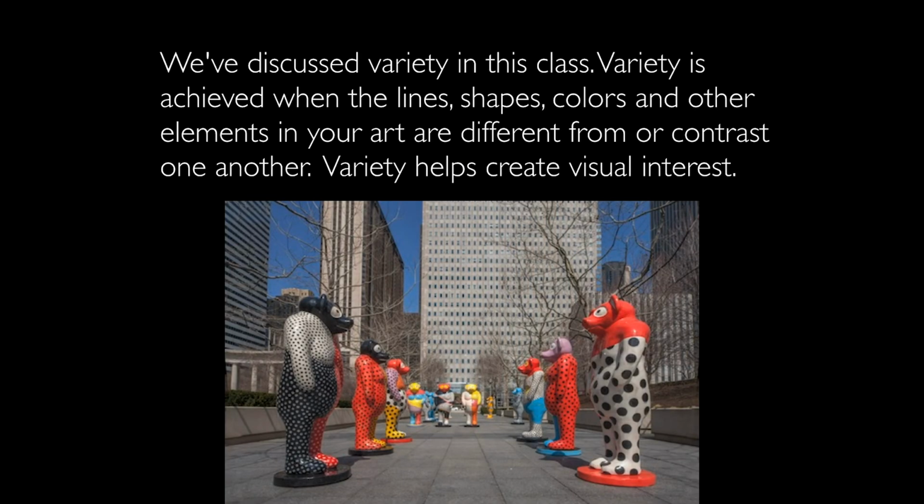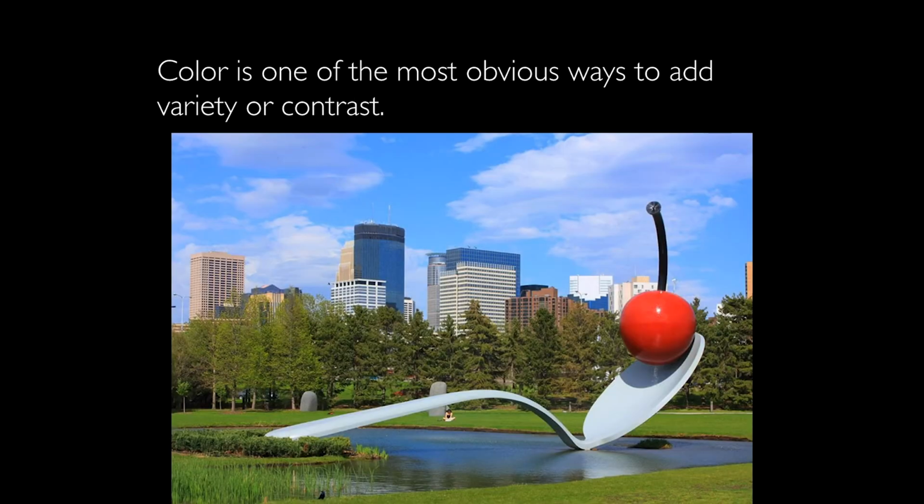We've discussed variety in this class. Just in case you don't remember, variety in art, it's one of our principles of art, and it is achieved when things like lines, shapes, colors, and the other elements of art are put together in ways where there are differences or contrasts from one another. Variety is really important in art because it's what helps create visual interest. It gives enough different things going on that your viewer has lots to look at and remains entertained by your work. Color is one of the most obvious ways to add variety or contrast.